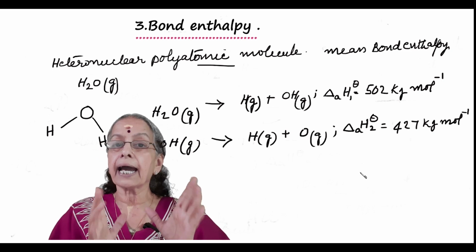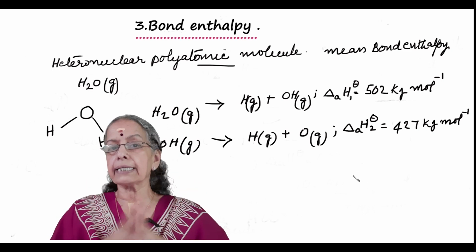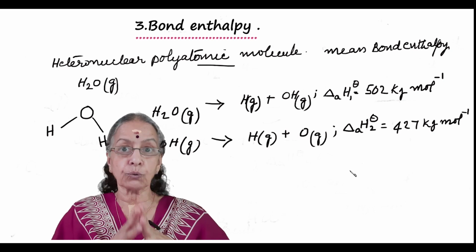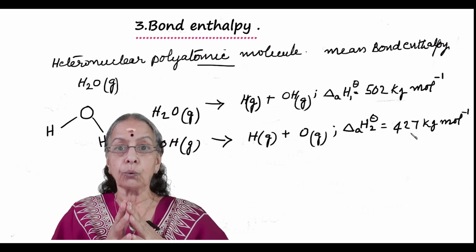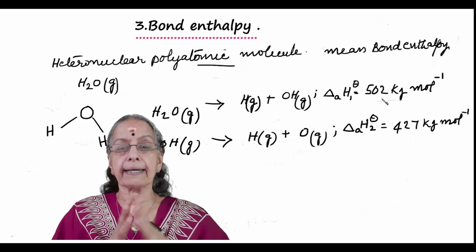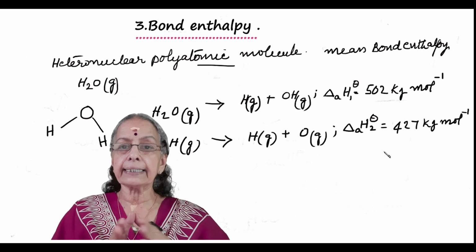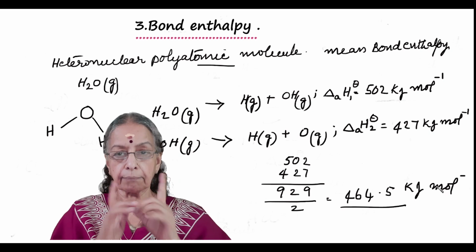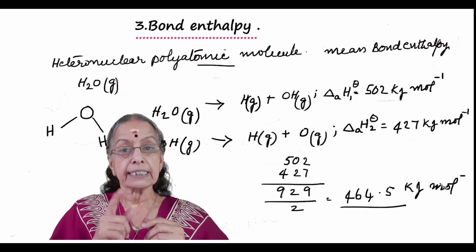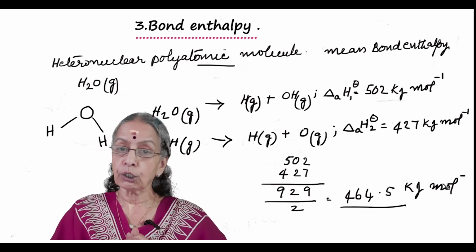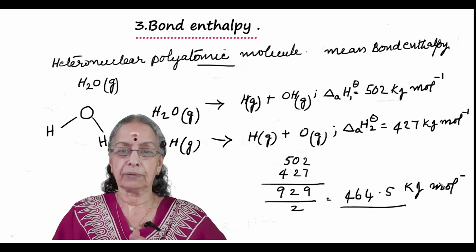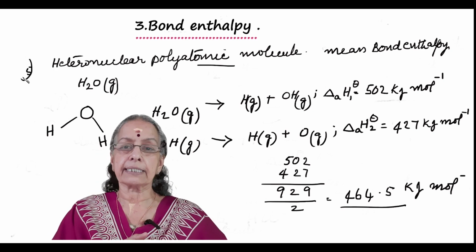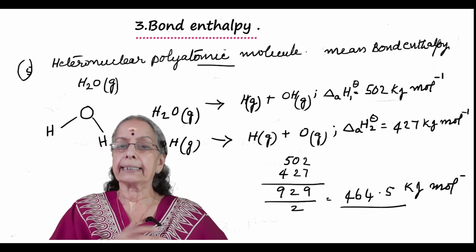Mean means average. So in the case of water, we have to add up 2 quantities, 502 plus 427. Then divide it by 2 because we have considered 2 bonds there. And the mean value becomes 464.5 kilojoules per mole. We have considered 5 examples for molar bond enthalpy.